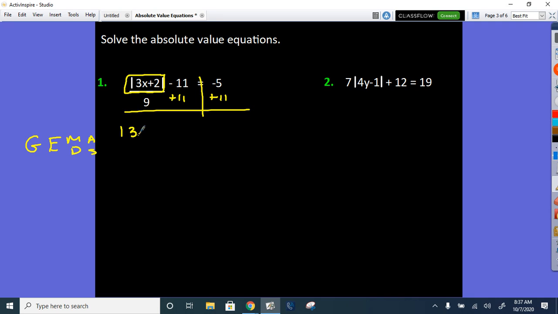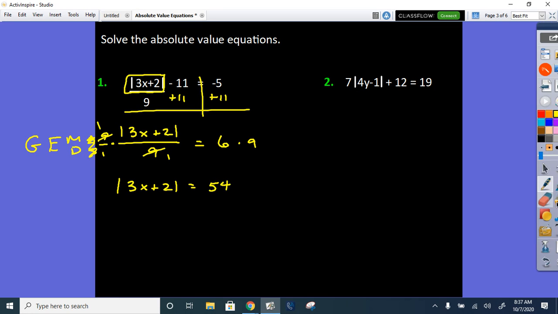Then you have the absolute value of 3x plus 2, all over 9, is equal to 6. So that step is done. Now I'm looking at multiplication and division. I have divided by 9 here, so I'm going to multiply by 9 over 1 and by 9. Cross reduce, so you're left with your 1s. And then you have the absolute value of 3x plus 2 is equal to 54.